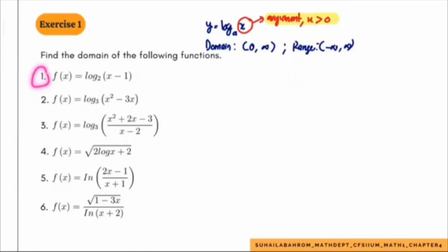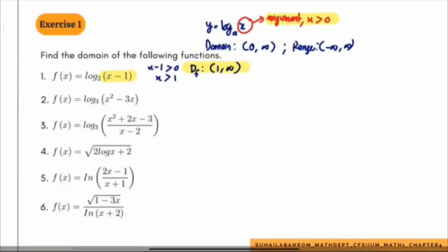For the first function here, f(x) is equivalent to log base 2 of x minus 1. We just focus on the argument terms. In this case, our argument is x minus 1, so it must be greater than 0. Therefore, x must be greater than 1. To rewrite in interval notation, we get the open interval 1 to infinity. This is the domain of the function log base 2 of x minus 1.